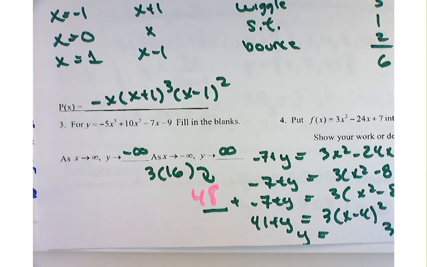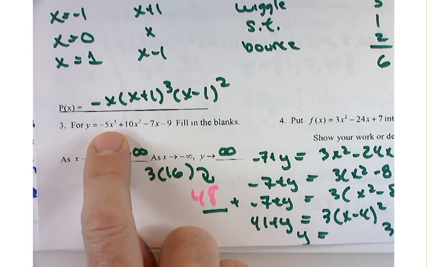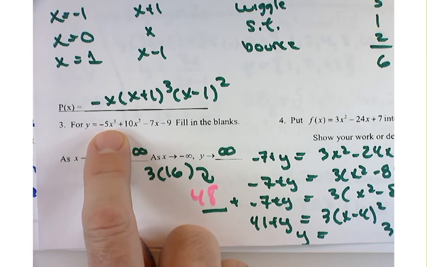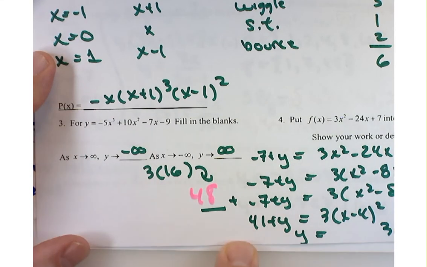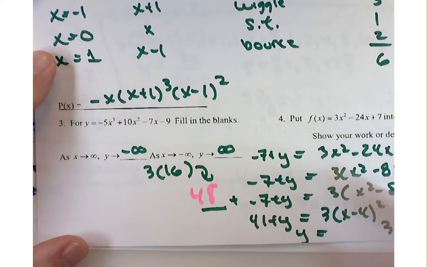Problem number 3, that's just another example of the end behavior of polynomials. In this case, you've got an odd degree polynomial with a negative leading coefficient. So as you move to the right, it's going to go down. As you move to the left, it's going to go up towards positive infinity. Yay. Let's keep going.